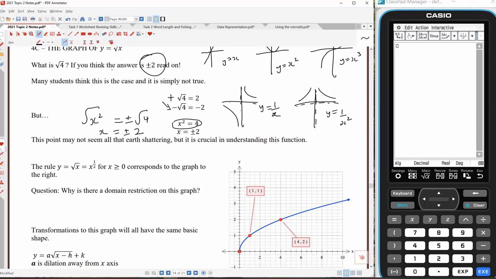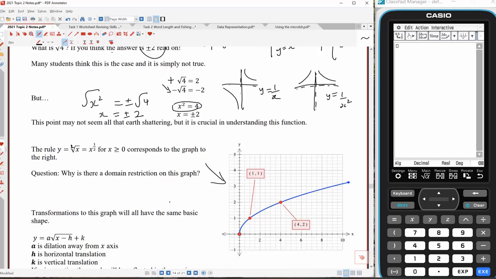All right, now the rule y equals root x, or x to the power of a half, because remember that square rooting a function is the same as raising it to the power of a half, corresponds to the graph to the right. That's that graph there. So why is there a domain restriction on the graph? Like, why isn't it the set of all real numbers?